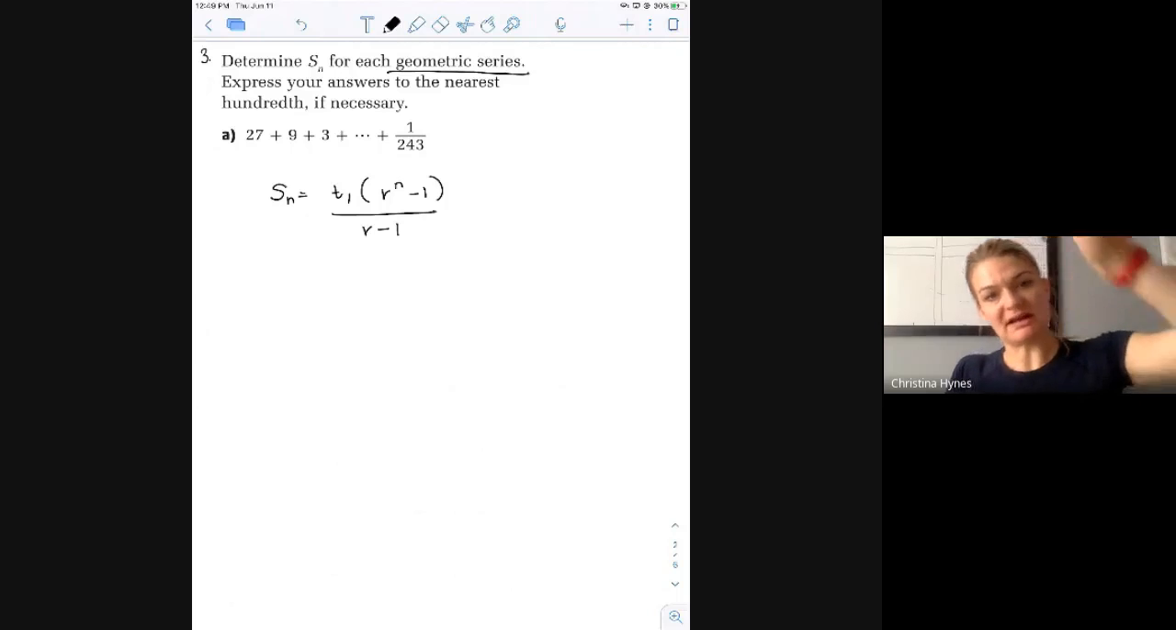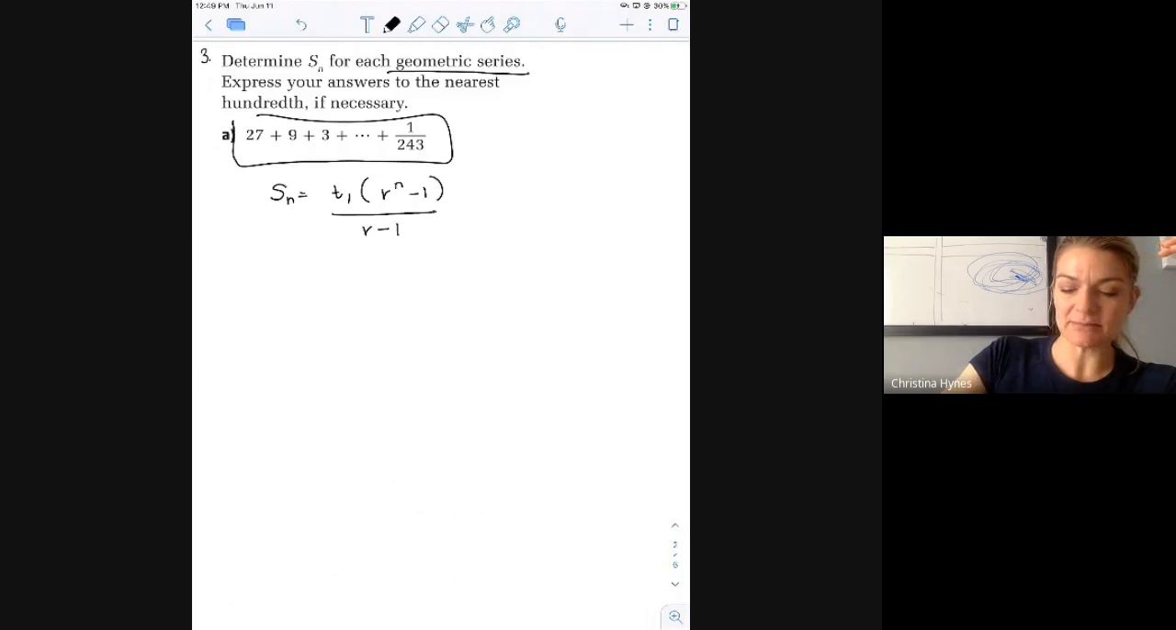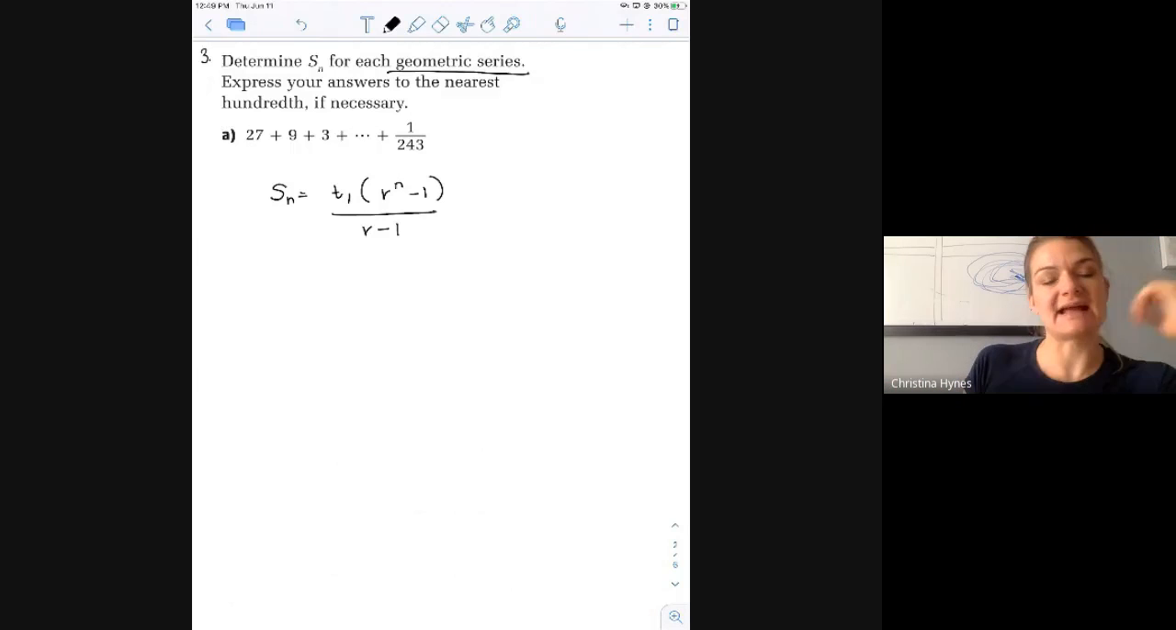Remember that the r is your common ratio. What are you multiplying to go from term to term? Your T1 is your first term, and then your n represents what spot you're in. Okay, so that little n is what spot are you in? Are you in the third spot, fourth spot? What does it stand for? And then Sn represents the sum of what the numbers add up to. If you were to add up all these numbers in this sequence, what would they add up to? That's what the Sn stands for.